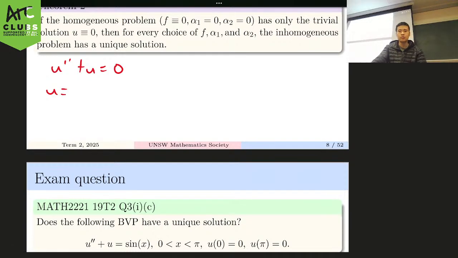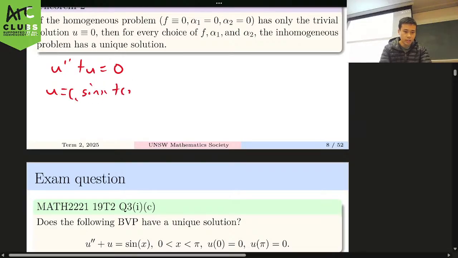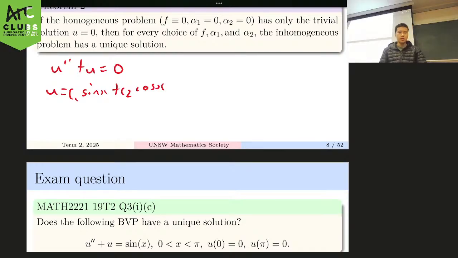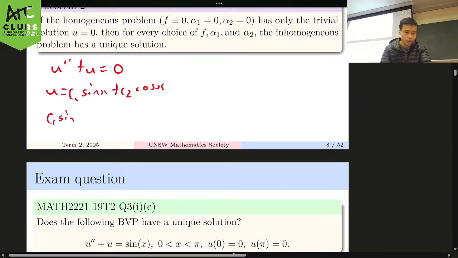When you have complex roots, you don't have e's going on. Instead, what you have is sines and cosines. So the general solution is going to be c1 sine x plus c2 cos x. That's the solution for our homogeneous problem. But then obviously we need to make sure we have the right bounds, so substituting the boundary conditions. When x is 0, we see sine 0. No, I'm just going to write the result.